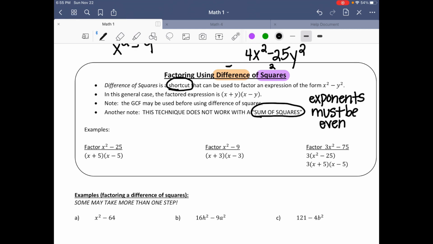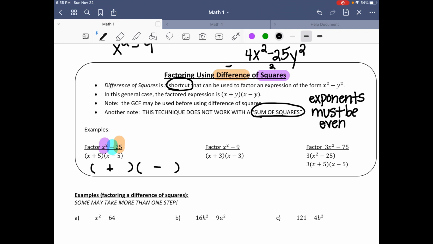So this is how I look at it. I look at my first term. My first term is x squared. That's an even exponent, so that is a perfect square. My second term is 25. 25 is a perfect square because it's 5 squared. And I have subtraction in the middle. So I can break this down into two parentheses.